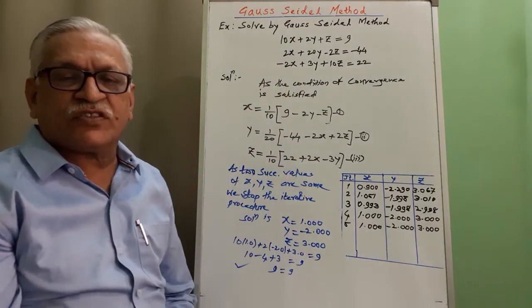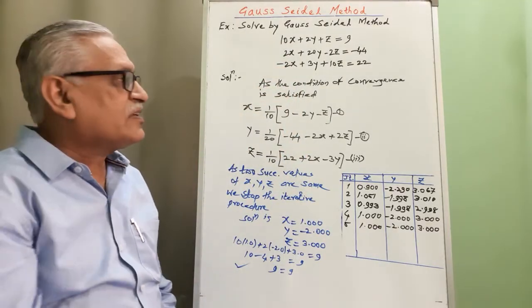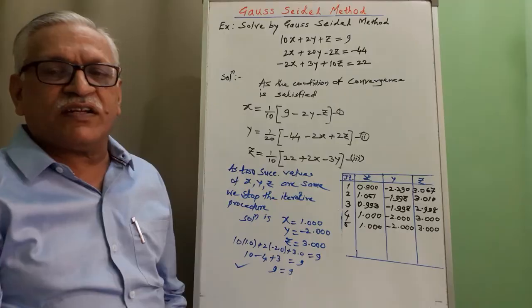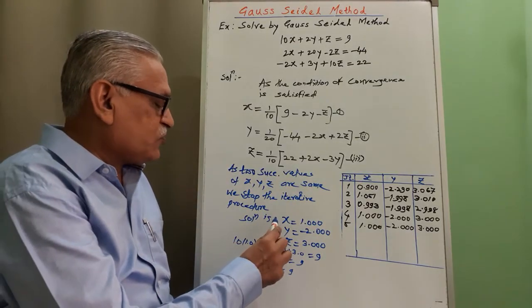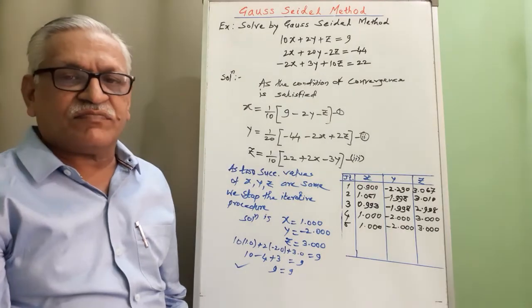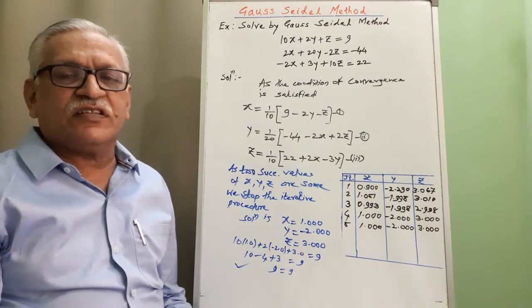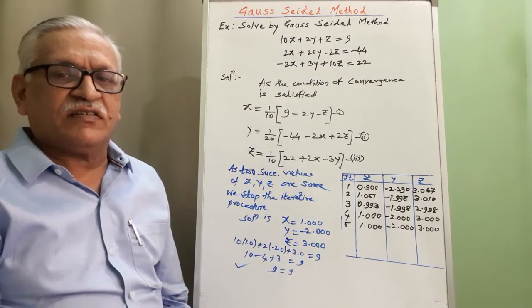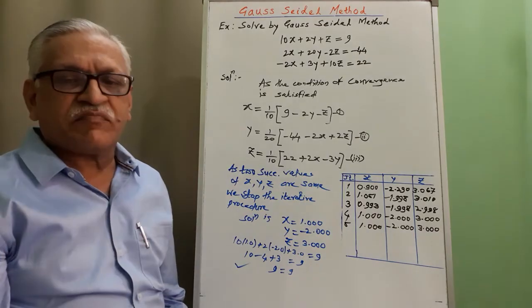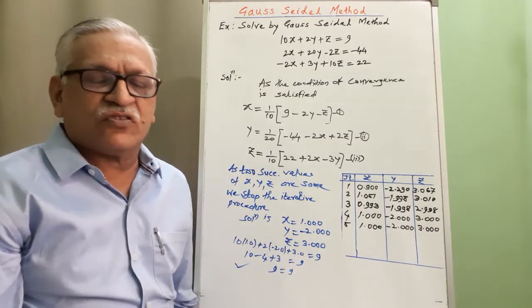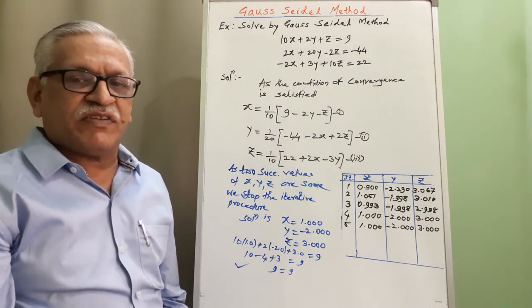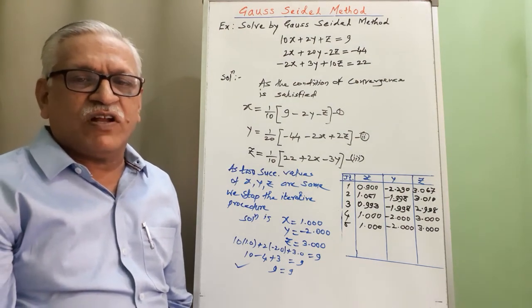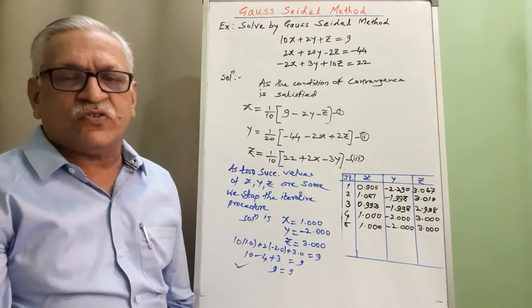Similarly, cross check the remaining two yourself. If these two equations are also satisfied, then we can say that the obtained solution is a correct one. Therefore, this is the way in which we can find the solution of given simultaneous equations by applying the Gauss Seidel method. One more I will discuss in my next video.